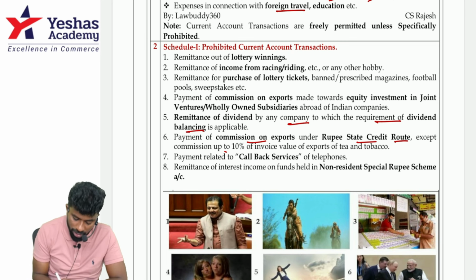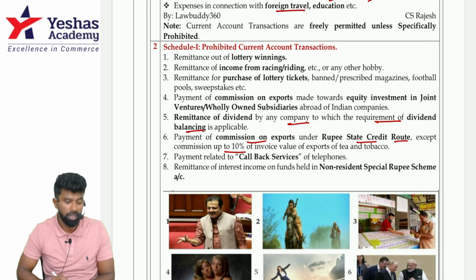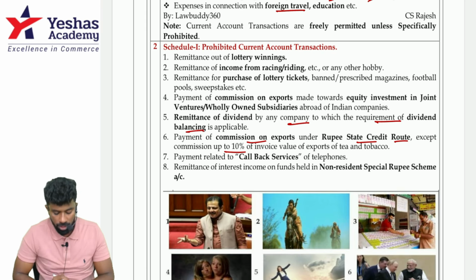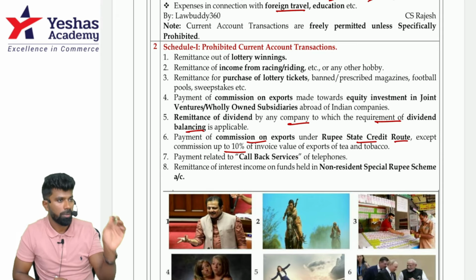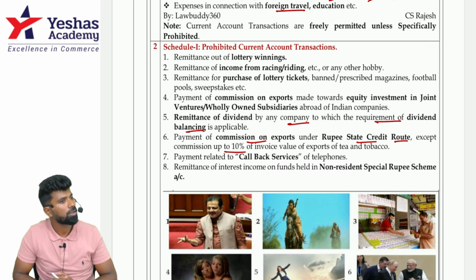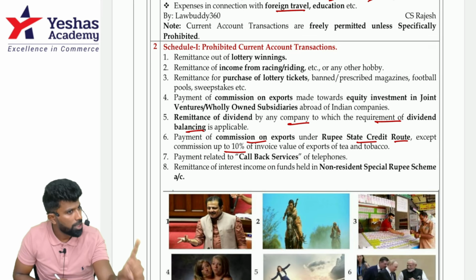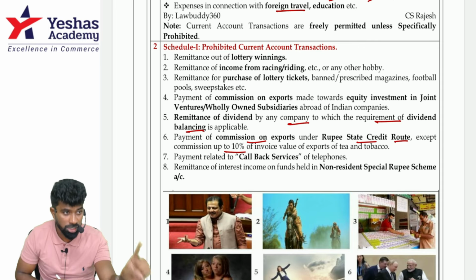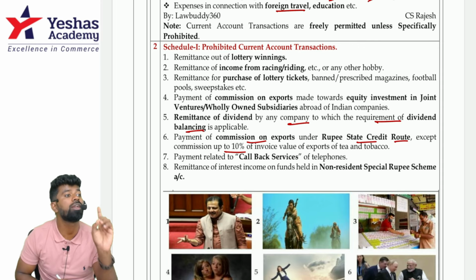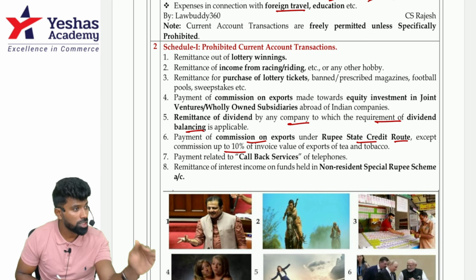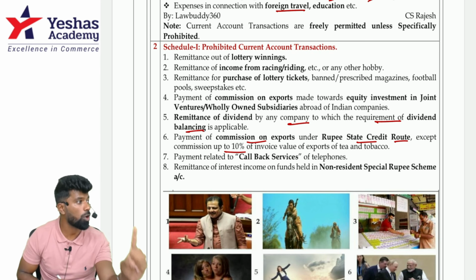Expect commission up to how much? 10% of the invoice value of exports of tea and tobacco. So if any export is made under which scheme? The Rupee State Credit Route. On that, can you pay commission? No. I repeat, on any export made under the rupee state credit route, you cannot pay commissions except for tobacco and tea. Up to how much? 10%. Can you pay more than 10%? No. This is one more transaction which is prohibited.